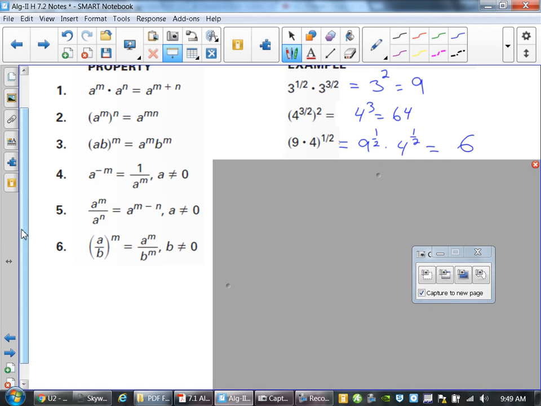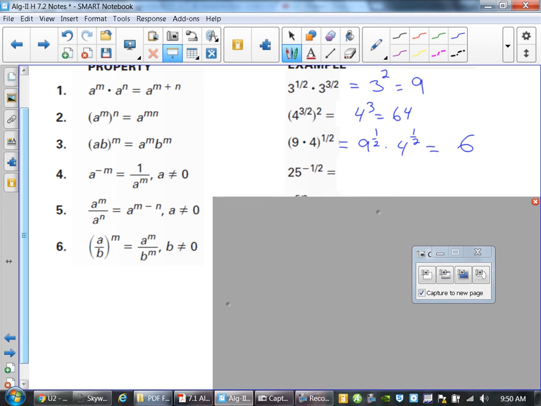Remember, you're using the order of operations here to simplify these things through. It also works, yes, because of the grouping symbol. We did this earlier. It's 1 over 25 to the half power, which is 1 over the square root of 25, which is 1 over 5.